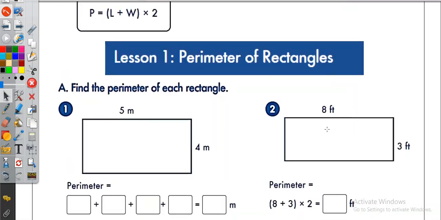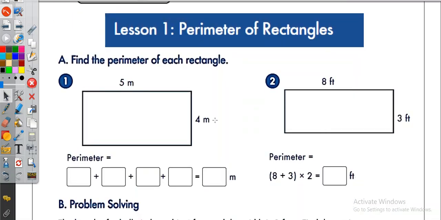Perimeter of rectangle. Find the perimeter of each rectangle. Simply, you're going to add 5 plus 5 plus 4 plus 4, which is 18 meters. What about this one? 8 as a length and 3 as a width. Apply the rule up there. Length plus width times 2. 3 plus 8 is 11. 11 times 2 is 22 feet.